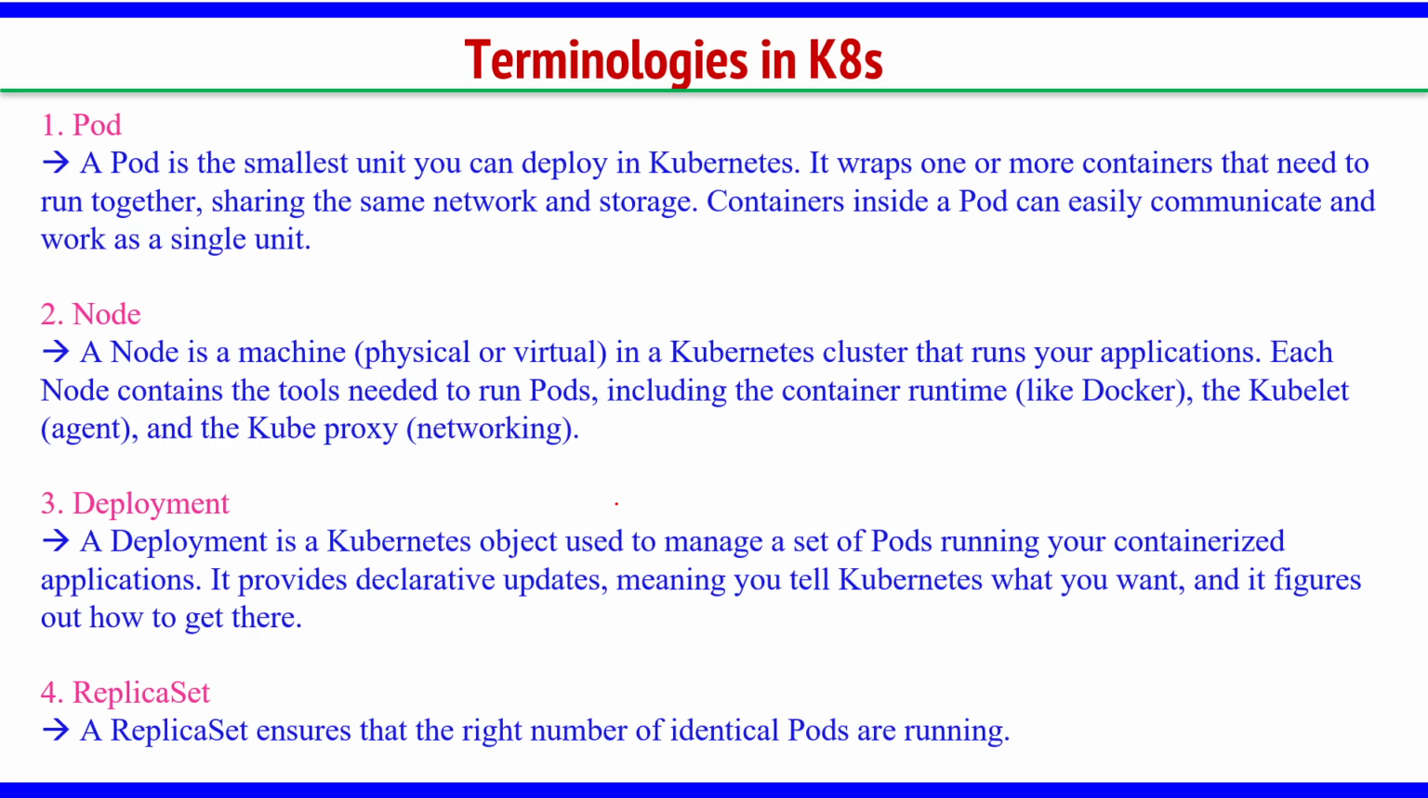So, next, node. What is a node in Kubernetes? Node is a machine, a physical machine in a Kubernetes cluster that runs your application. So, node is like a virtual machine, like a server where your containers or your applications are running. Each node contains the tools needed to run the pods, including the container runtime like Docker, the kubelet agent and the kube proxy. Okay. So, we will understand what kubelet and kube proxy are very soon.